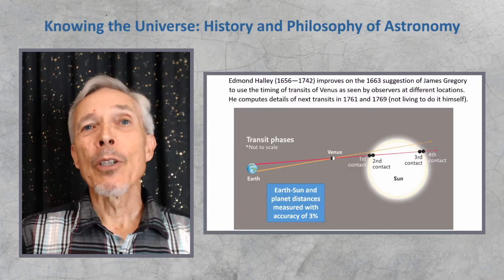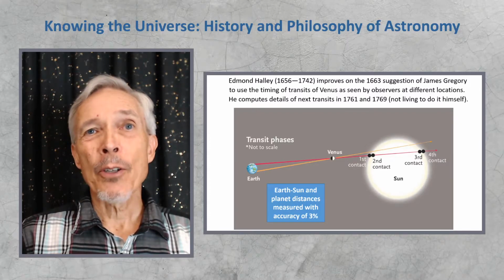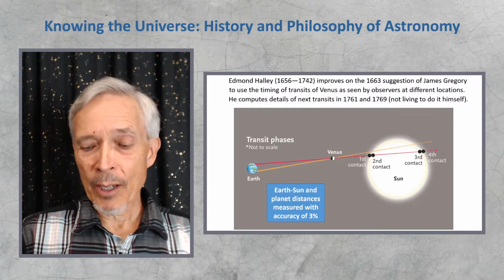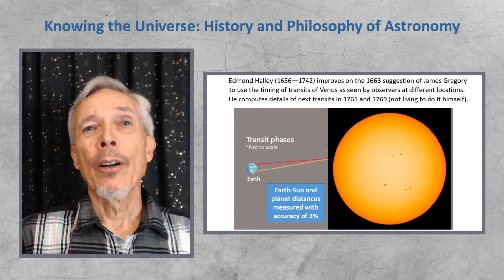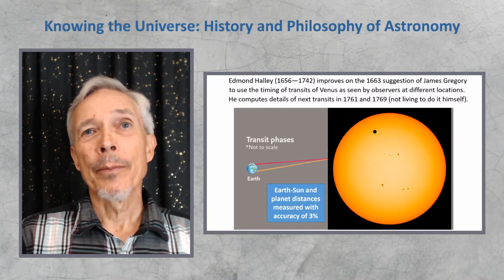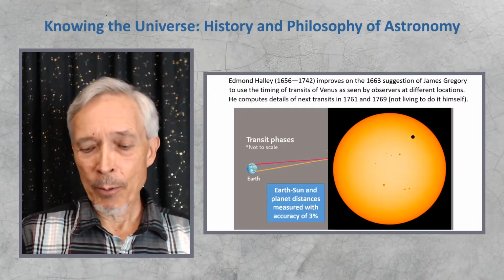Some of these measurements were difficult, some were done better than others, but the result was we know the scale of the solar system. And here's an animation of what the transit of Venus looks like. We have quite a while to wait for the next one.